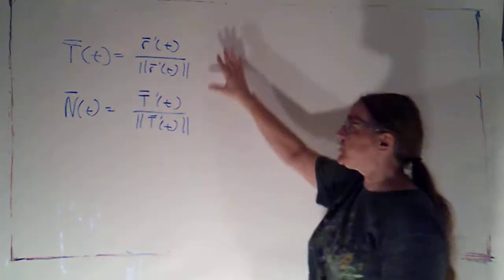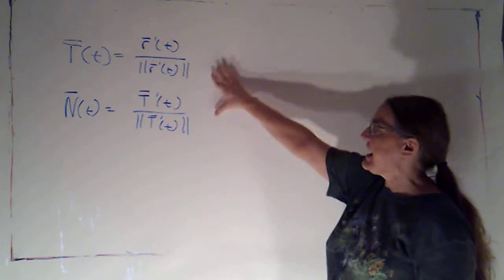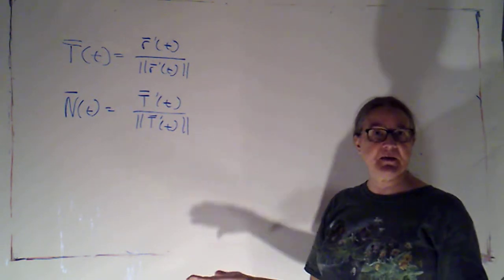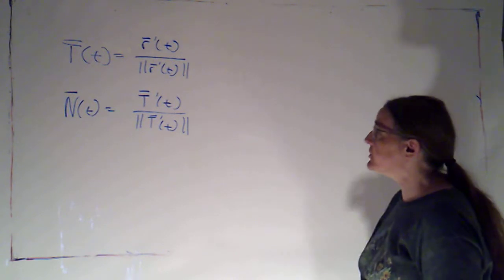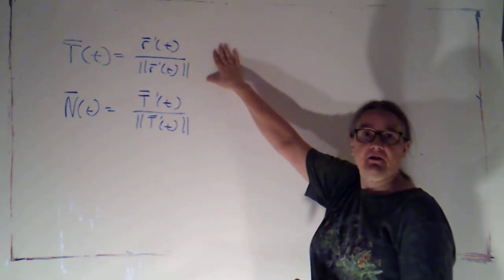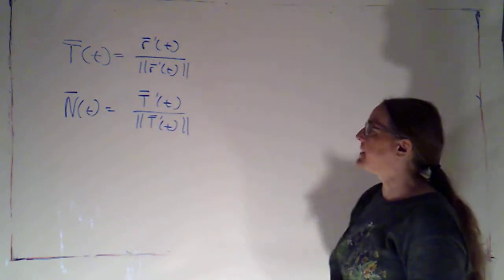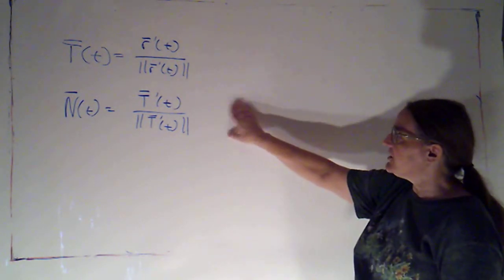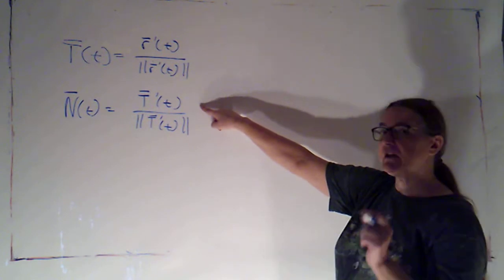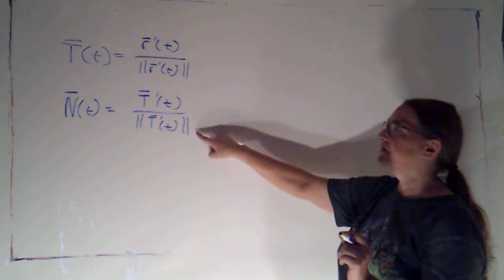Written up here are the formulas for our unit tangent vector and our unit normal vector. And these are the same formulas whether we're in 2-space or 3-space. If we have a smooth curve, the unit tangent vector is guaranteed to exist. It's just our derivative normalized. The unit normal vector is the derivative of the unit tangent vector normalized.